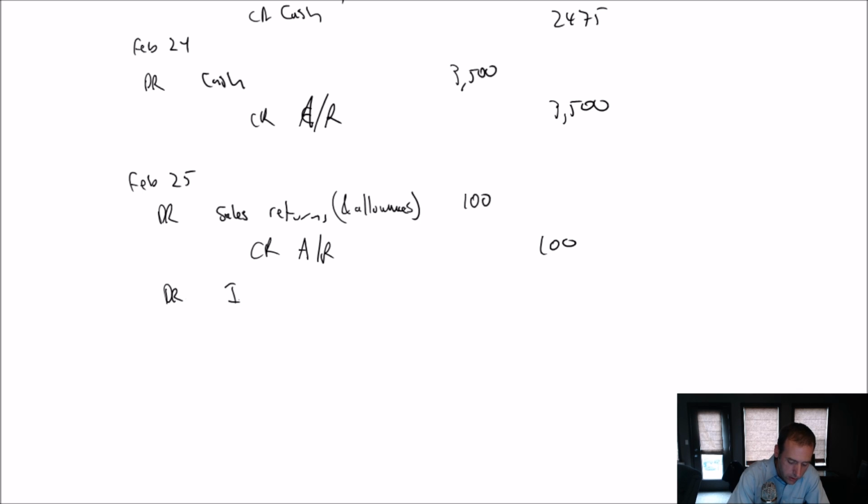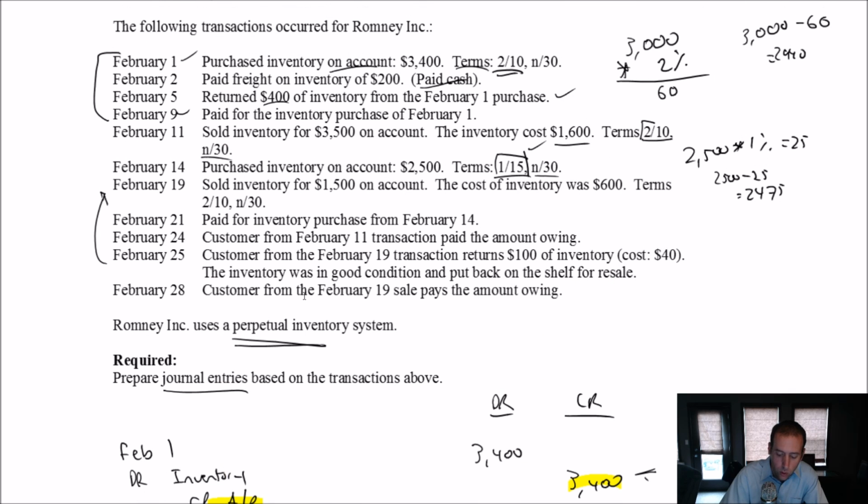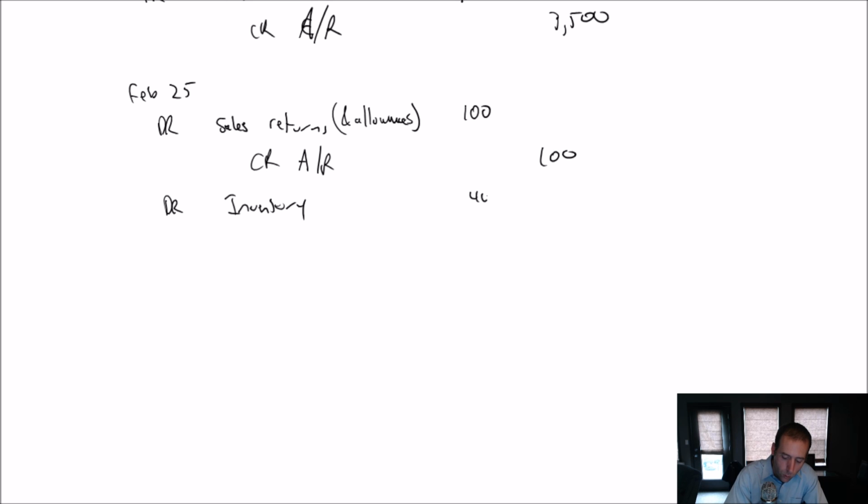So we have inventory. They gave us back an asset. Let's put that inventory back. Now, how much was it? $40. That was the cost of the inventory they returned to us. And again, it was in good condition. We put it back on the shelf. So debit inventory $40, and we credit COGS $40 to say that reduces our cost of goods sold, because that was inventory we had called sold before. It's no longer sold, so it's no longer inventory that's been sold.